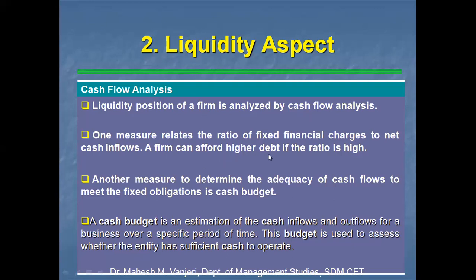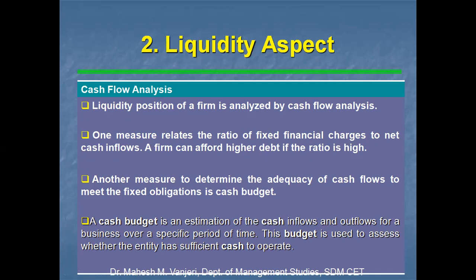A firm can afford higher debt if the ratio is high. If the cash inflows are much higher than the fixed financial charges, in simple terms, interest on loan. One very simple example I would like to take. One fixed financial charge is interest on loan. If we can recall, we deducted interest before calculating the net cash inflows. So if the cash inflows of the company are sufficiently higher than the fixed financial charges, then the firm can afford higher debt.